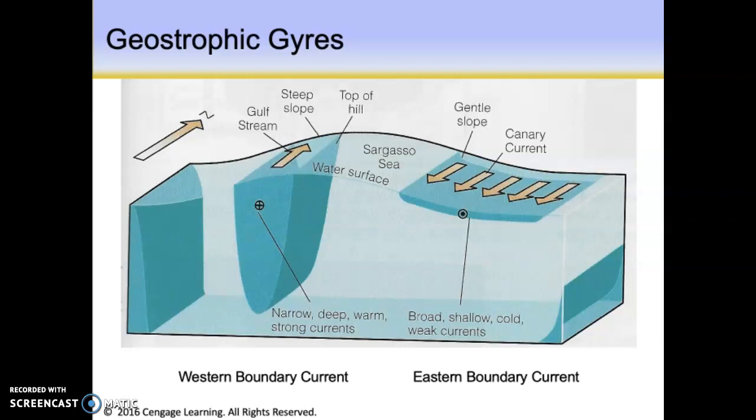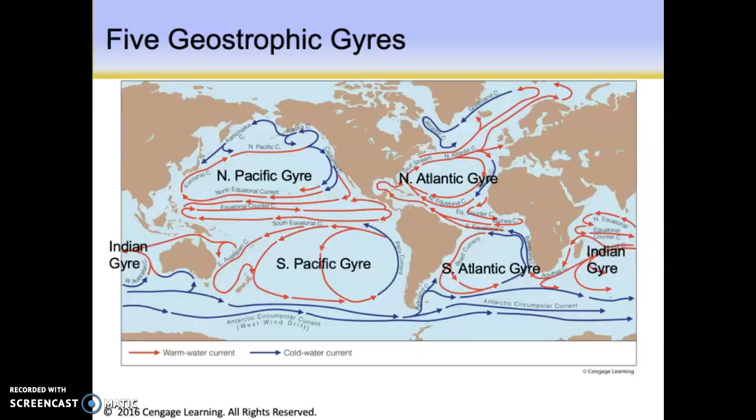This is another drawing from your book, and this just shows you the western boundary current, again, deep, narrow, warm, very strong current, and then the eastern boundary current, in this case the Canary Current, is broad, shallow, cold, and relatively weak. When we look at all of these currents together, we find that there are 5 geostrophic gyres in the ocean.